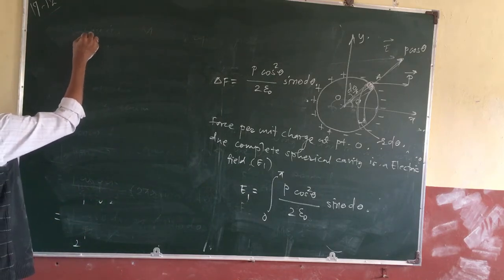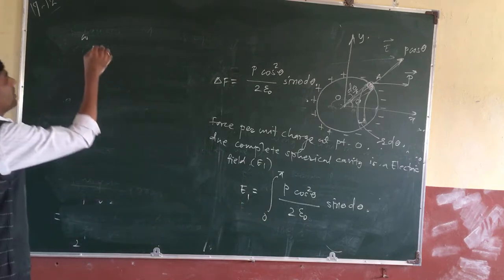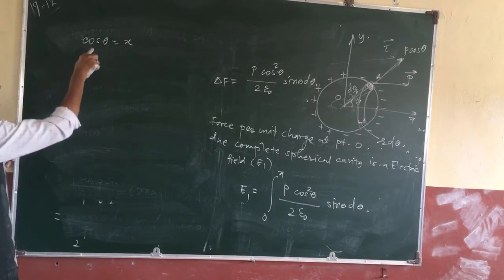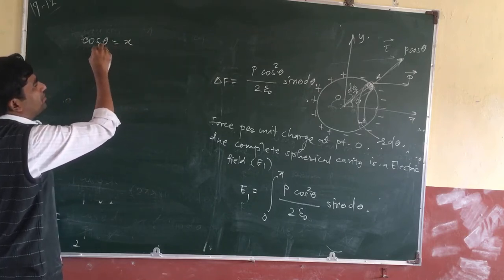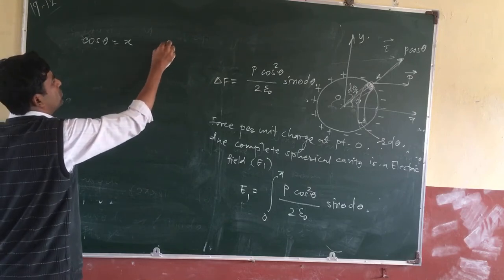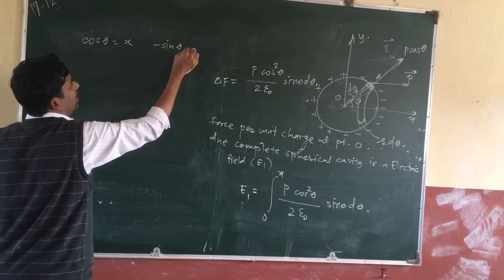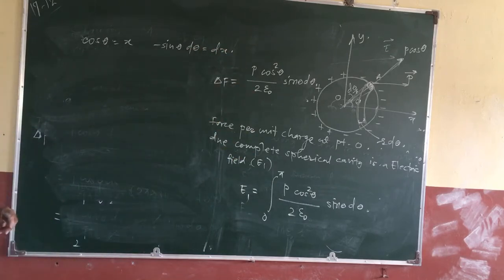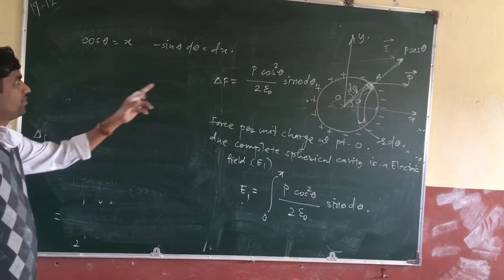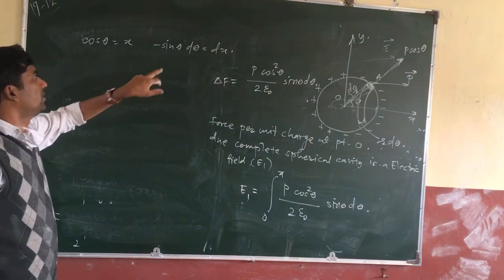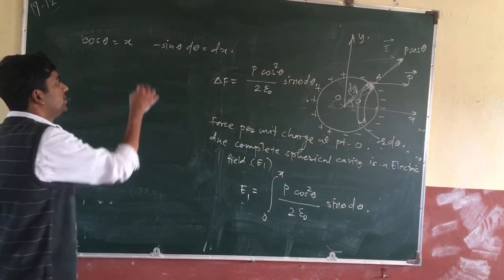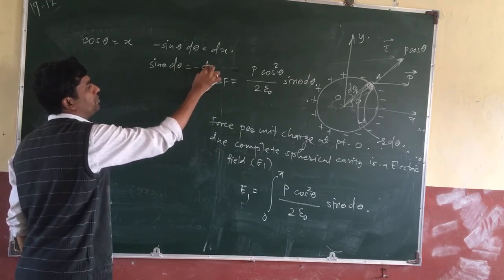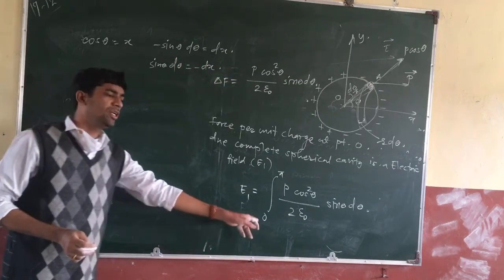So to solve this integration, if I substitute cos theta is equal to x, then if I differentiate, this will be equal to minus sin theta d theta is equal to dx. So what is the value of dx? Sin theta d theta is equal to minus dx. And what will be the limit of integration?